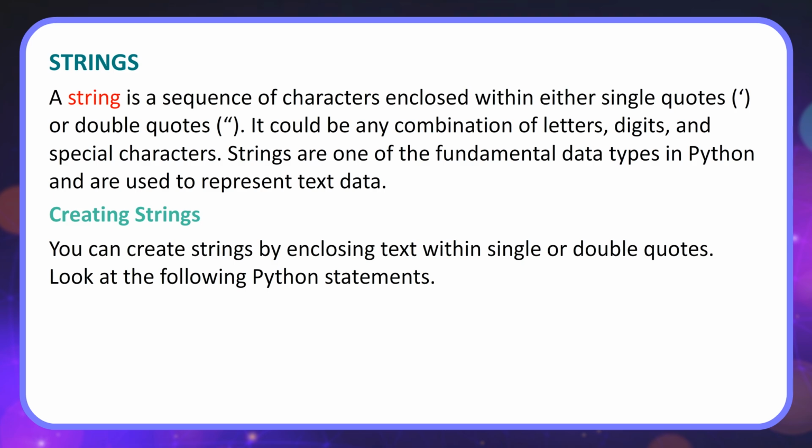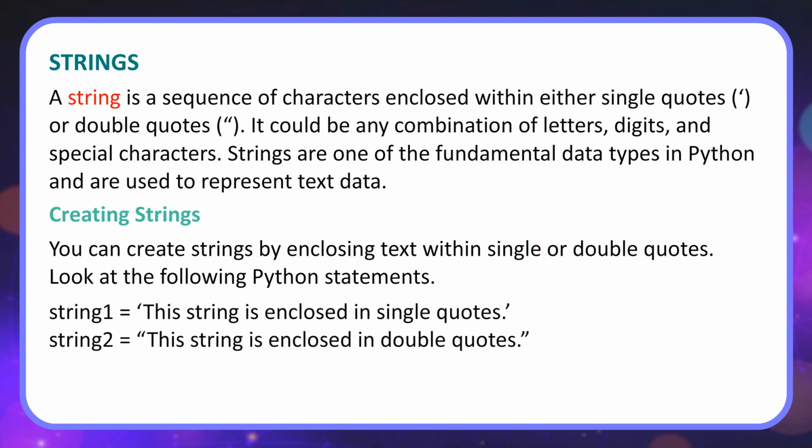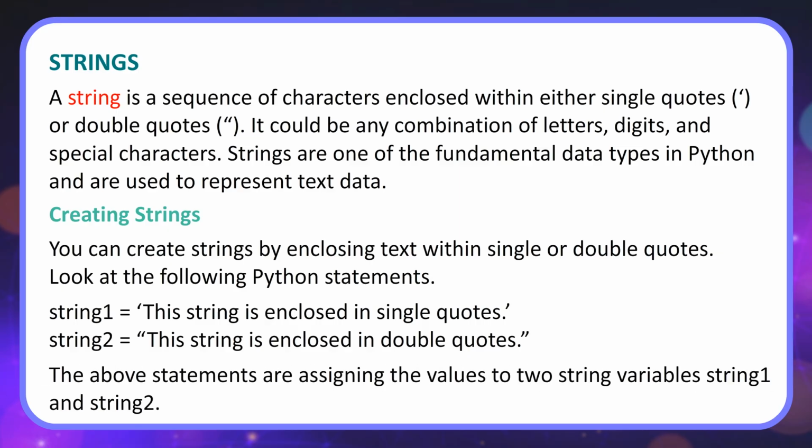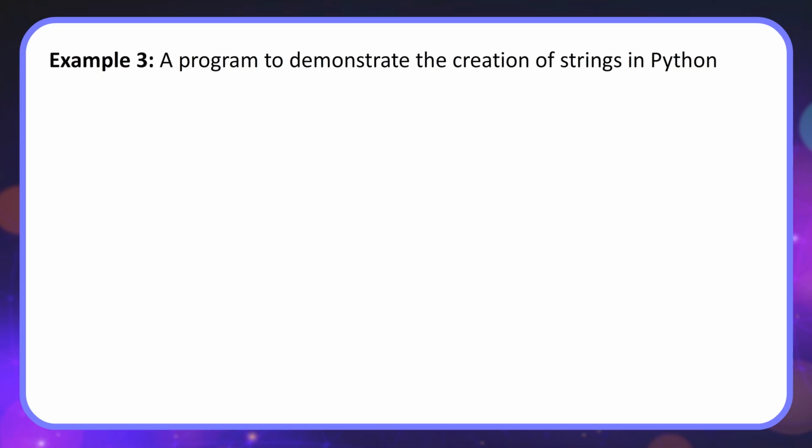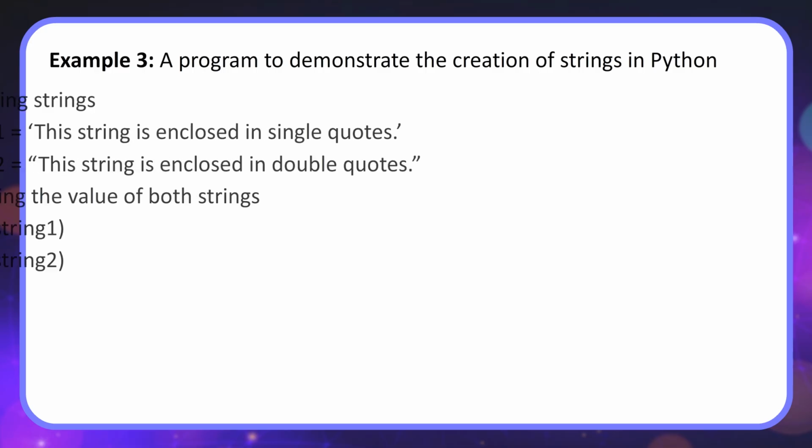Look at the following Python statements. string1 = 'This string is enclosed in single quotes'. string2 = "This string is enclosed in double quotes". The above statements are assigning the values to two string variables, string1 and string2. Example 3. A program to demonstrate the creation of strings in Python.